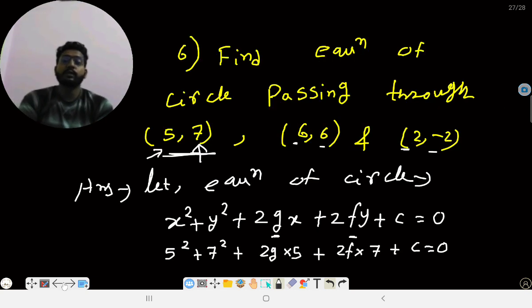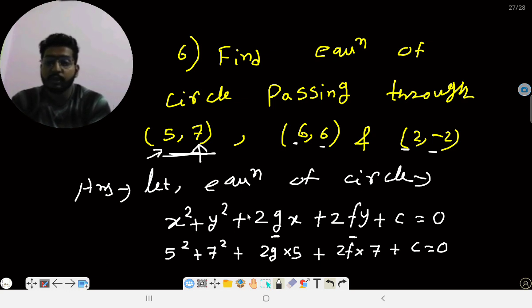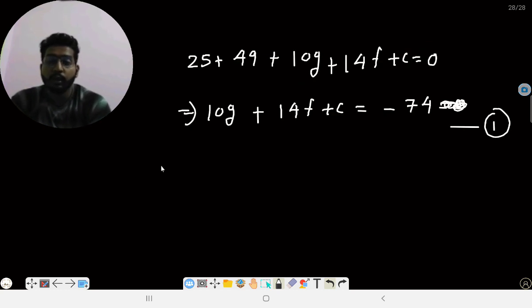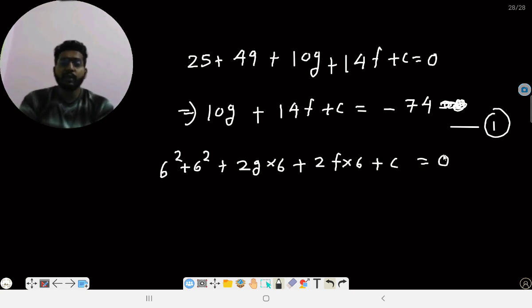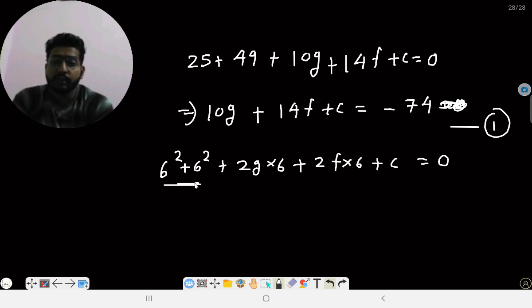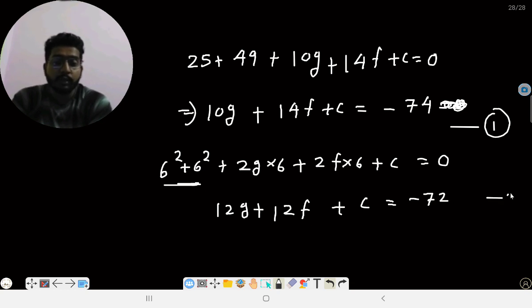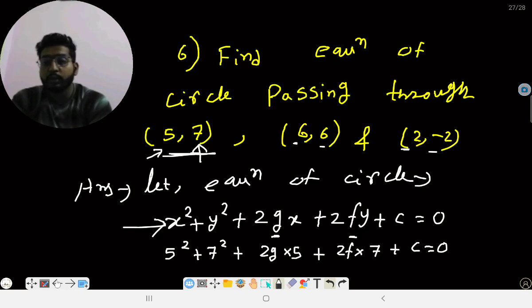Now next one, second point is 6 comma 6. Again you have to put this point here, x square y square, this one. Okay, so that will be 6 square plus 6 square plus 2g into 6 plus 2f into 6 plus c equals to 0. Okay, this one same thing. Now 36, that will be 72, and that will be 12g plus 12f plus c equals to minus 72. This is equation 2.